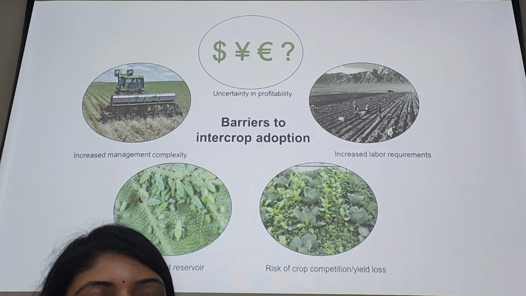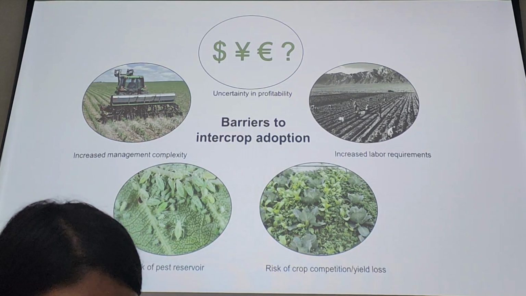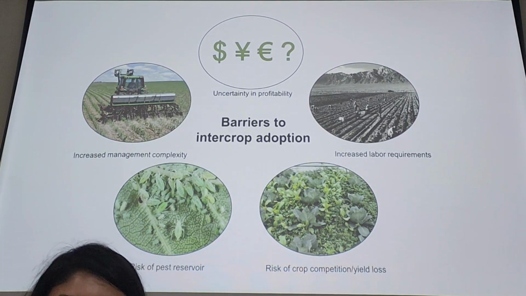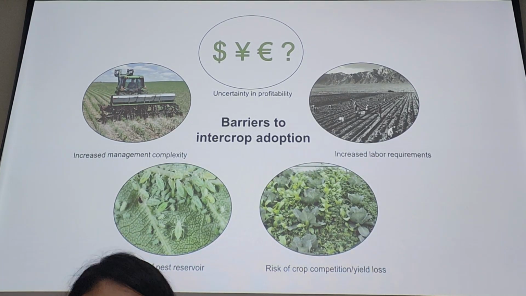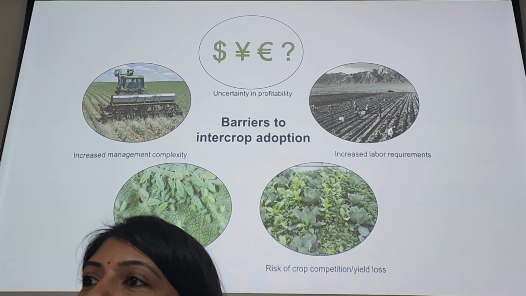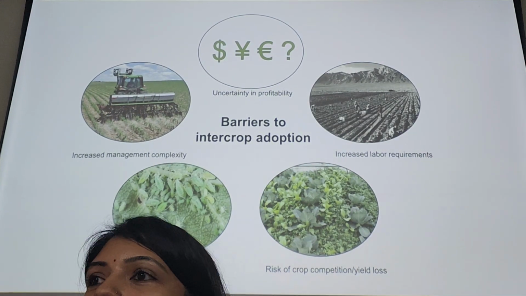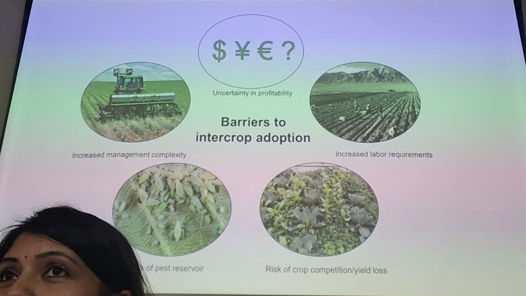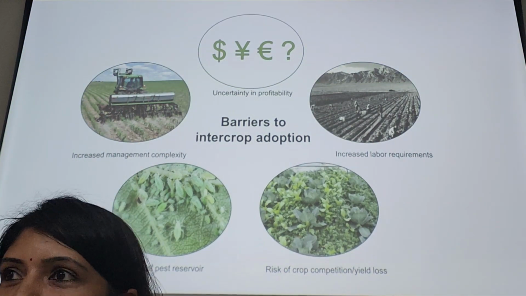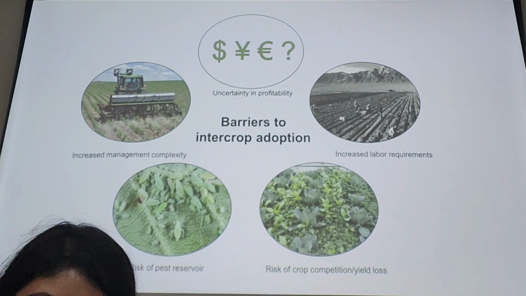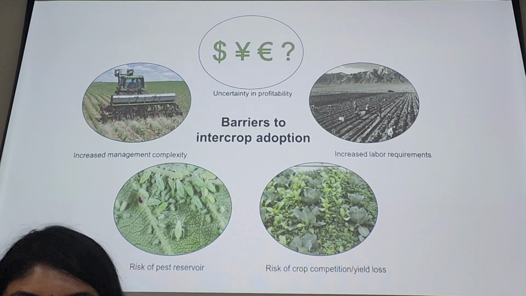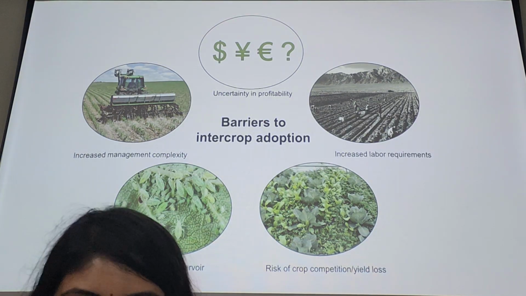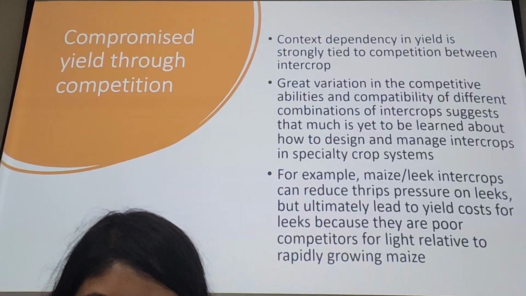So the increased management complexity I've already explained together as well. And in some cases, certain plants can be a risk of pest reservoir. When we use a plant to attract certain insects, sometimes the plant becomes the host to the insects and it becomes a pest reservoir. And also there is a risk of crop competition, which leads to yield loss when you intercrop.